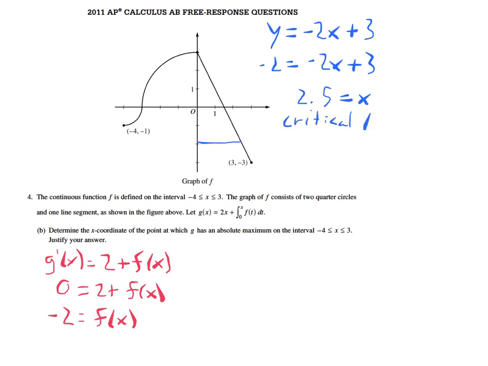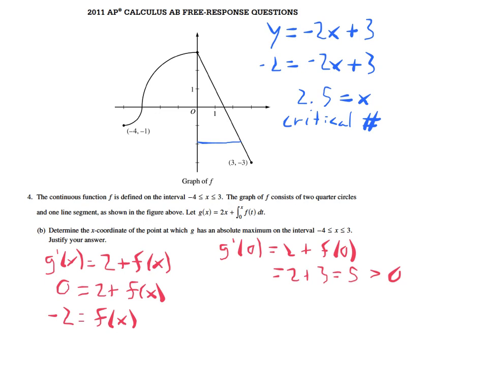Critical number. And then I know that I'll have a relative maximum if the derivative changes from positive to negative at that point. So if we just test real quick, we can look at g prime of 0, which would equal 2 plus f of 0, which is 2 plus 3, which is 5, which is greater than 0.